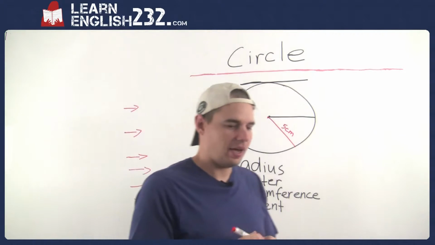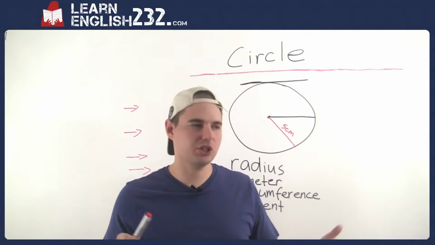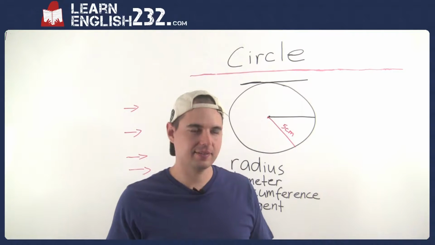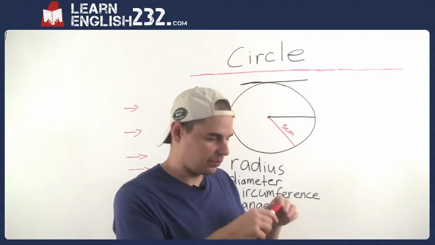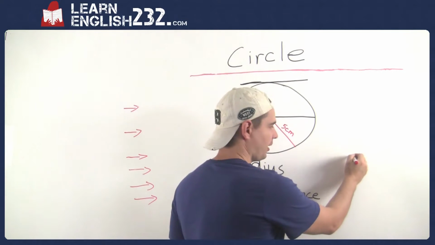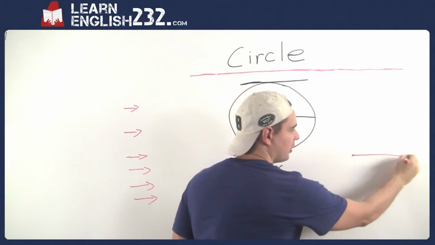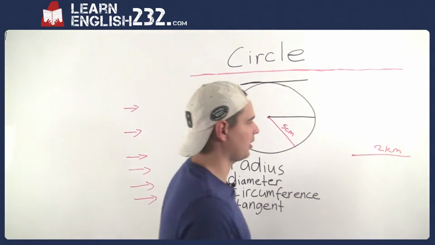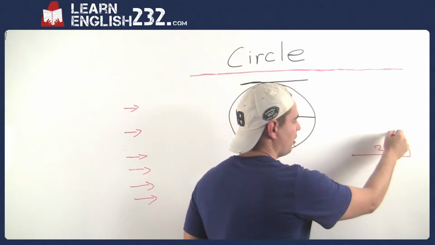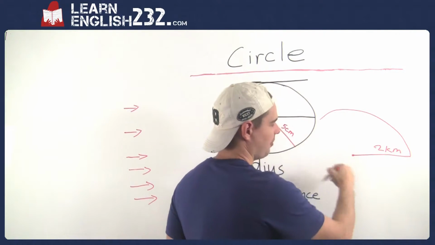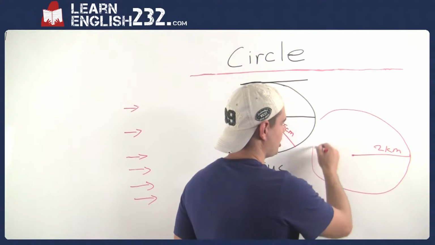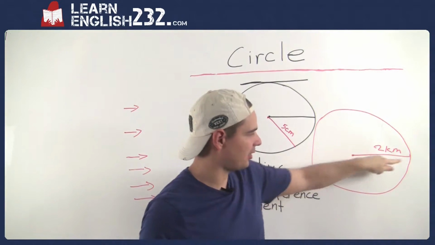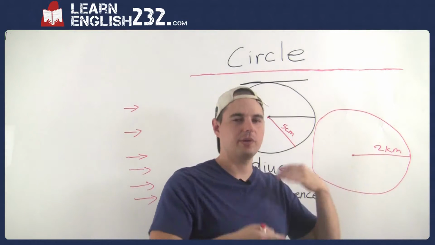For example, if I say, policemen are searching for that person within a 2-kilometer radius, that means from right in one spot, the police are right here, and this is 2 kilometers. They're going to look anywhere 2 kilometers from the center all the way around. That's what a 2-kilometer radius is.